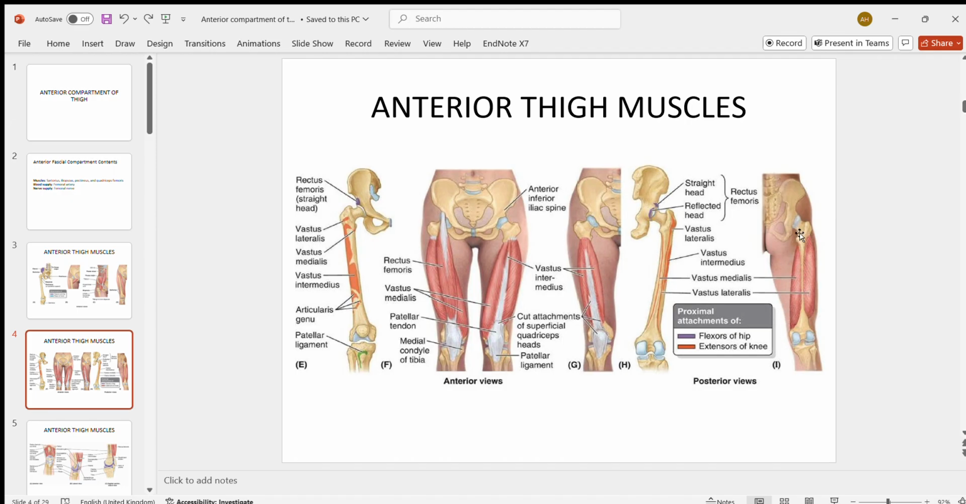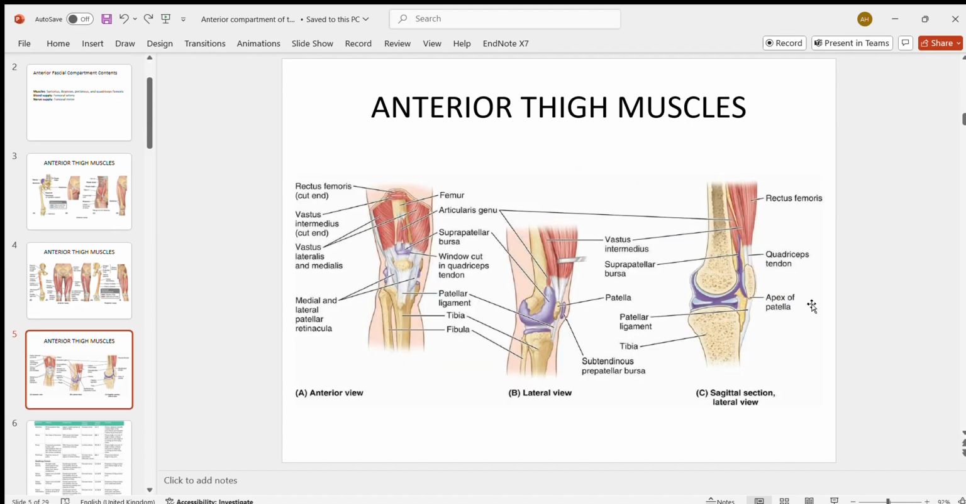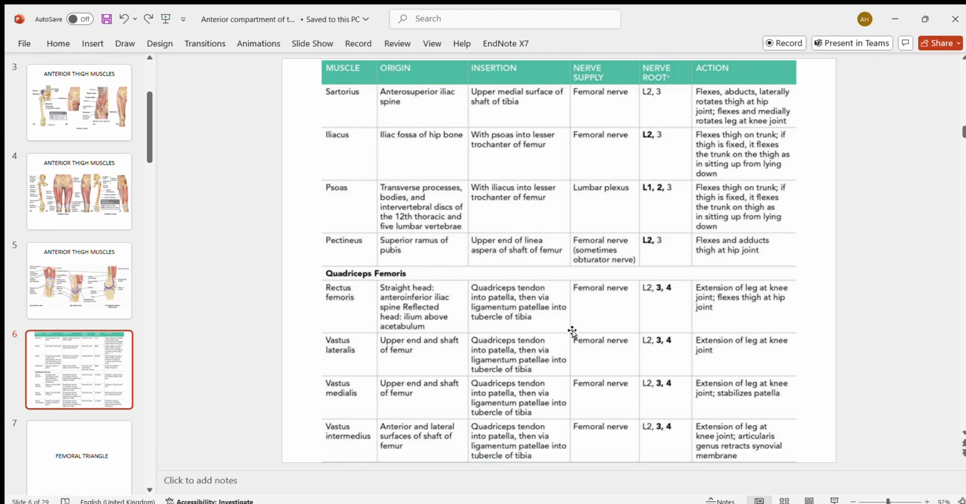Here we can see this is vastus medialis and this is vastus lateralis. The three vasti and the rectus femoris as a whole are called the quadriceps femoris, and they have a common insertion on the base of patella here as the ligamentum patellae. The attachments of these muscles, we are going to do one by one.